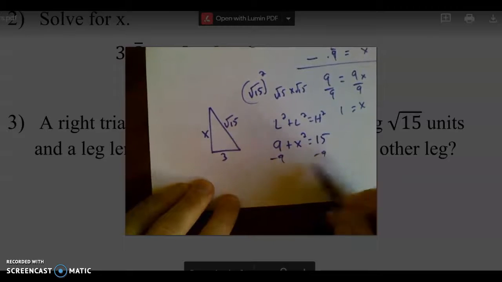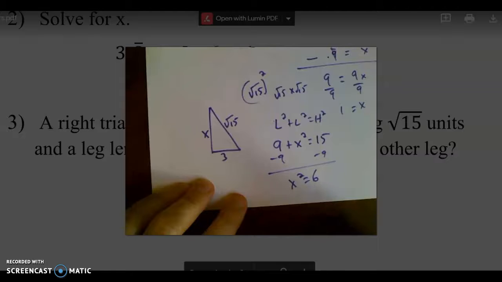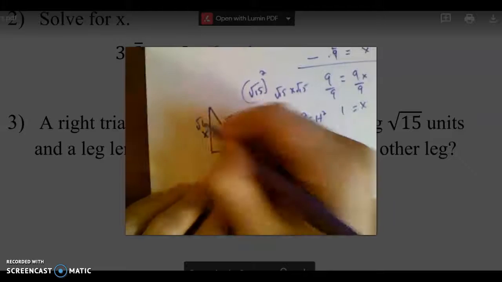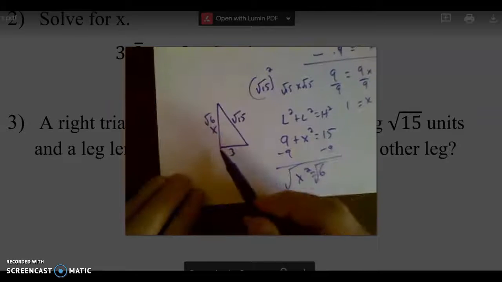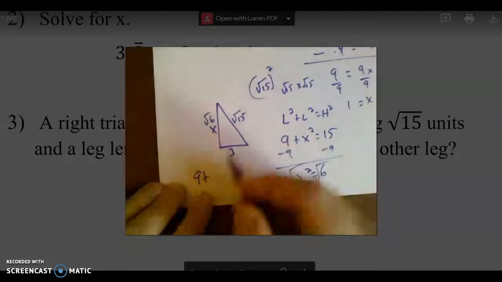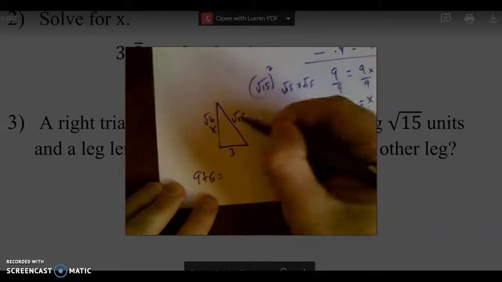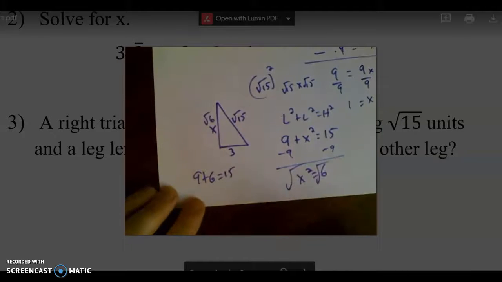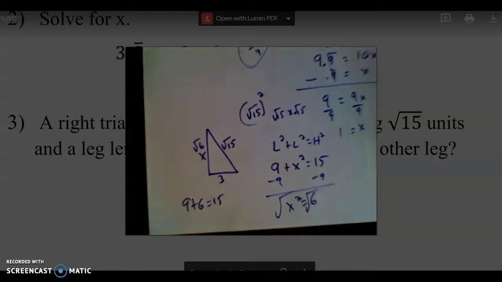So of course, subtract 9 from both sides. x squared is going to equal 6. And that means that x is the square root of 6. And if I wanted to check that, again, if you take leg squared plus the other leg squared, it should equal the hypotenuse squared, and sure enough, it does. So the square root of 6 is my solution.